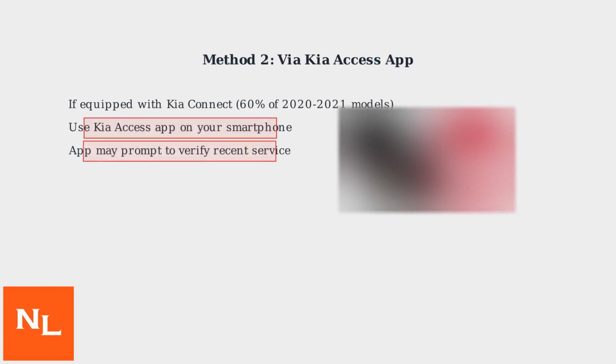For the Kia Access app method, if your Telluride has Kia Connect, use the app on your smartphone. The app may prompt you to verify recent service. Remember to choose whichever method is convenient, but only reset after a legitimate oil change.